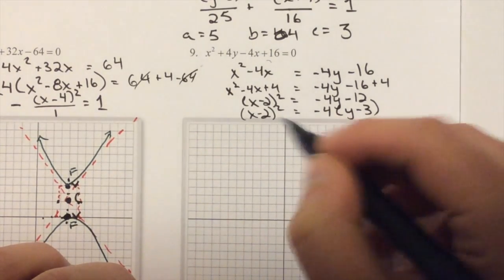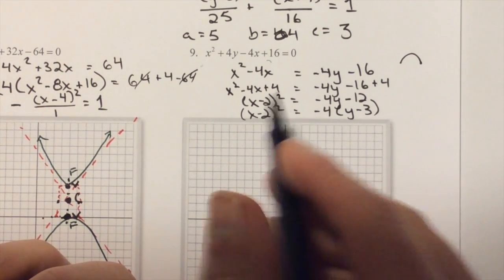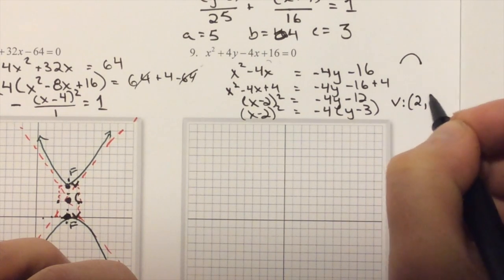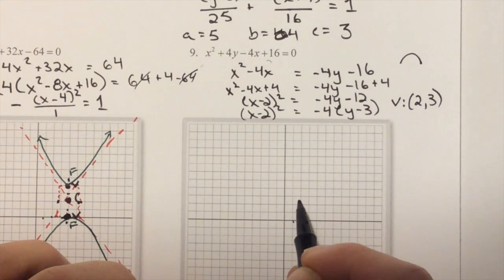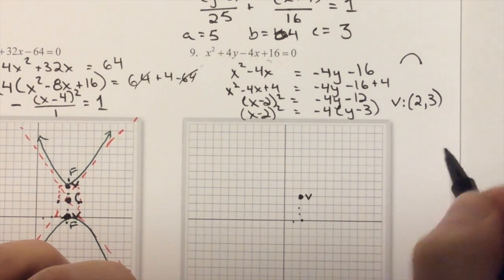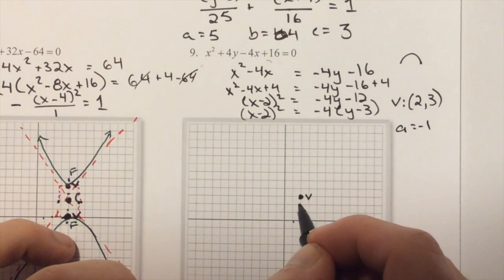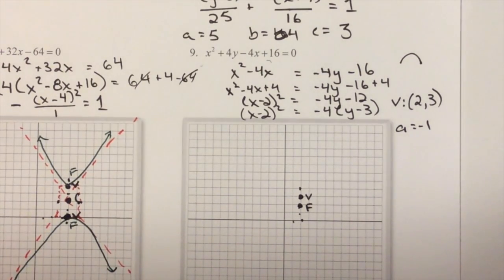So I see that this is a parabola. I see that there's a negative. The x is squared, so it opens down. My vertex is at 2, 3. So I go 2 to the right, 1, 2, up 3, 1, 2, 3. There's my vertex. My a is negative 1, so that means I'm going down 1. There's my focus. I go up 1. There's my directrix.